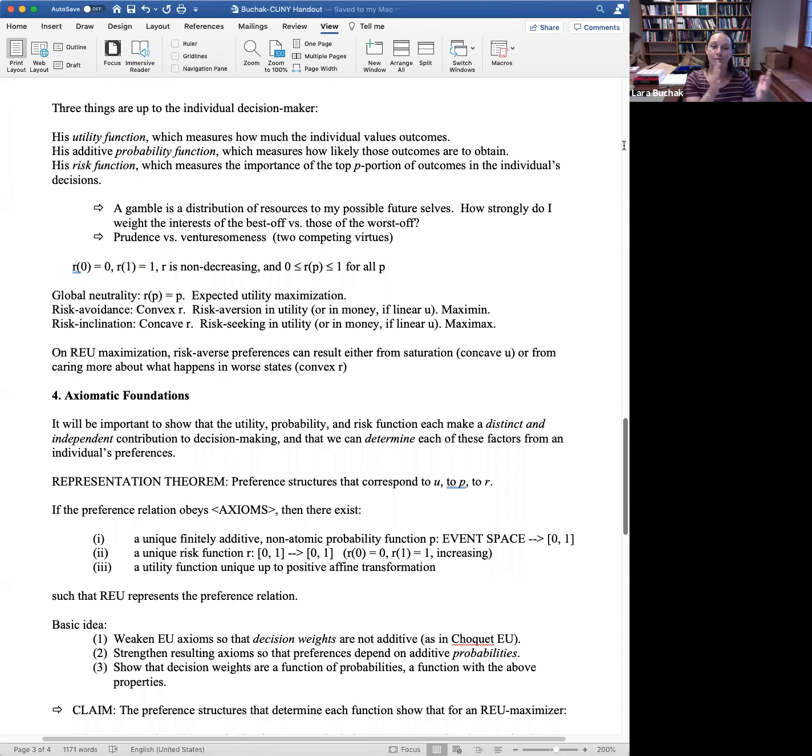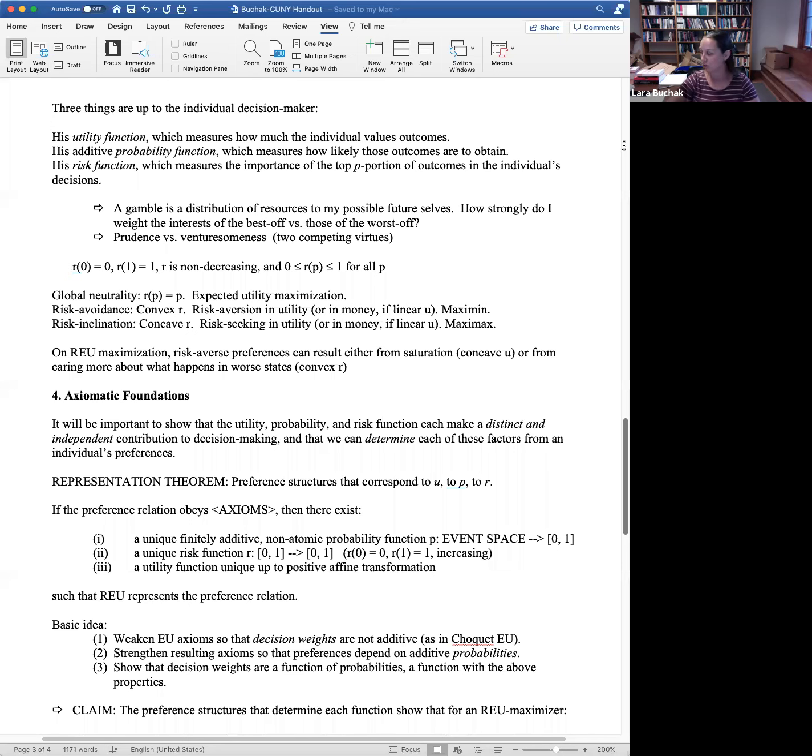One way to think of it imaginatively is a gamble is like a distribution of resources to my possible future selves. So when I think about whether I should join the startup, there are 100 possible future Lauras. One of them gets really rich. 50 of them are like, things are fine, they're not great. 20 of them are in a really bad situation. How do I weigh their interests against each other? And in particular, how do I weigh the interests of the best off future Lauras against the worst off future Lauras?